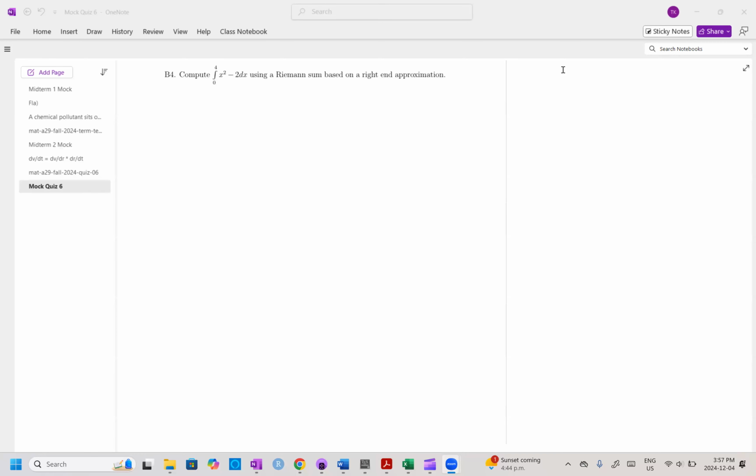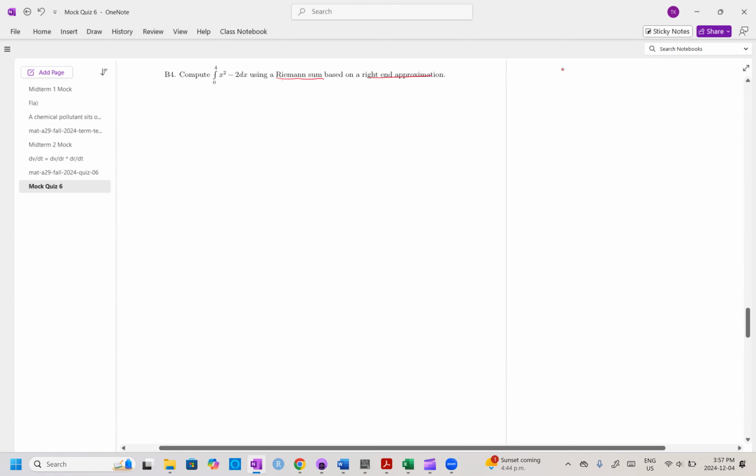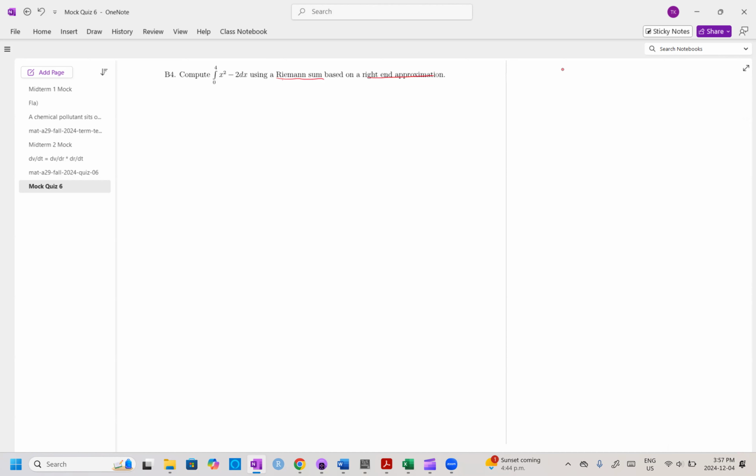In this question, we were asked to compute this definite integral using a Riemann sum based on a right-hand approximation. Remember, the integral from 0 to 4 of f of x dx would equal the limit as n goes to infinity of the sum of i equaling 1 to n of f of xi delta x. So we need to set up this sum, f of xi delta xi, and then compute its limit.